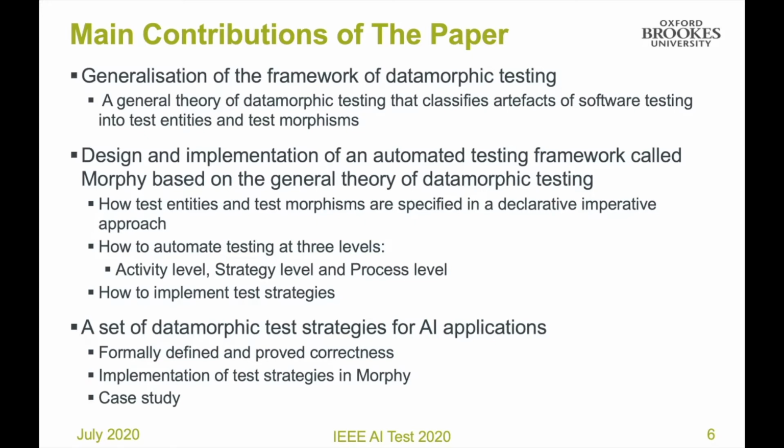Second, we have designed and implemented an automated testing framework called Morphy based on this general theory of datamorphic testing. I will show you how test entities and test morphisms can be specified in a declaratively imperative approach, and how to automate testing at 3 different levels. First is the activity level, and the second is the strategy level, and on top of all of them is the process level. I will show you how to implement test strategies in this framework. The details are given in the paper.